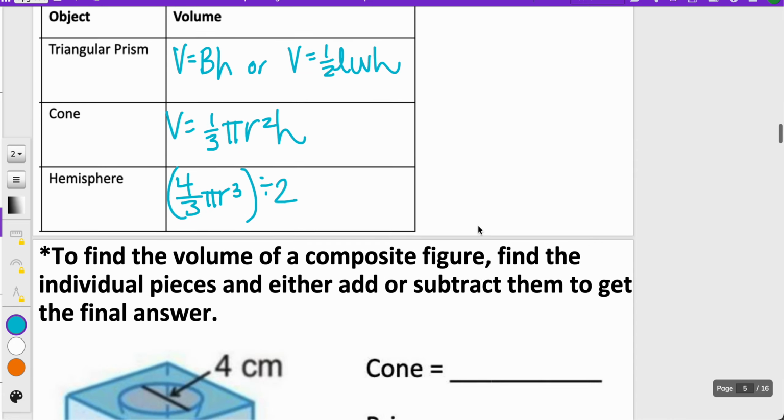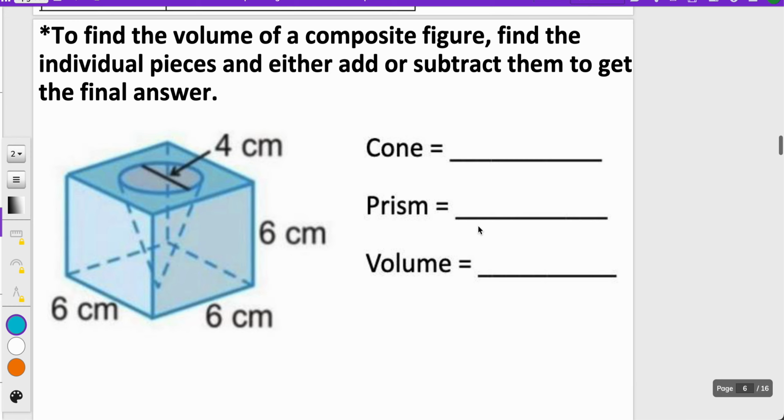Okay? So what we're going to do is some practice questions. All these shapes that we see today, we already know how to find the volume of, except we now have 2 or more shapes put together. I'm going to start off with these. It says to find the volume of a composite figure, find the individual pieces and either add or subtract them to get the final answer.